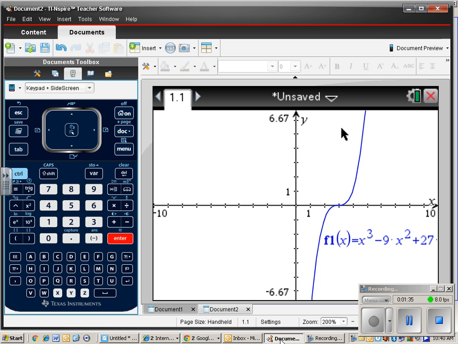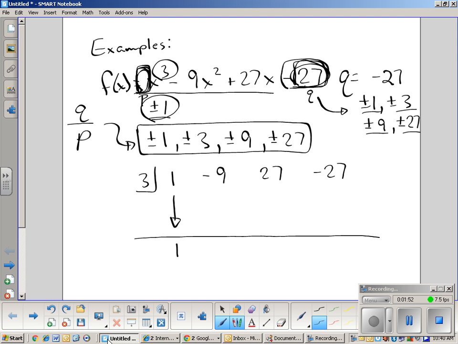We put it in our calculator, graphed that equation, and got that line. It looks, I can't really point to it, but it looks right here that the graph is crossing the x-axis at 3. So we're going to go back to here now, and we're going to test it. Is 3 a root of this equation? We're going to use synthetic division. The 1 came from here, the negative 9 from here, the 27 from here, and the negative 27 from there.